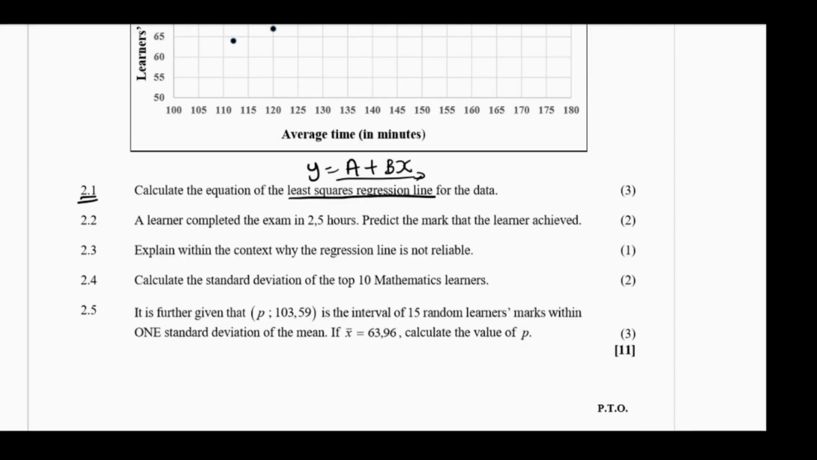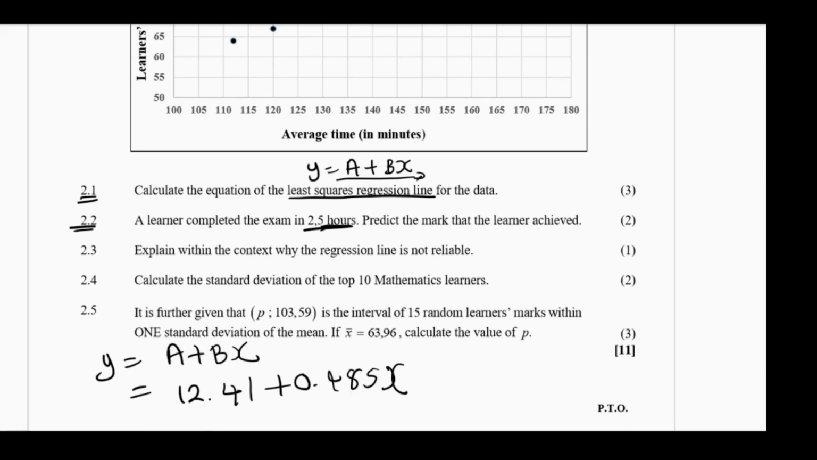So now 2.2, we are told that a learner completed the exam in 2.5 hours. Predict the mark that the learner will achieve. So for us to find this mark, you know your equation is y is equal to A plus bx, right? Which you found to be 12.41 plus 0.485x, right? So this is your equation that you found in 2.1.